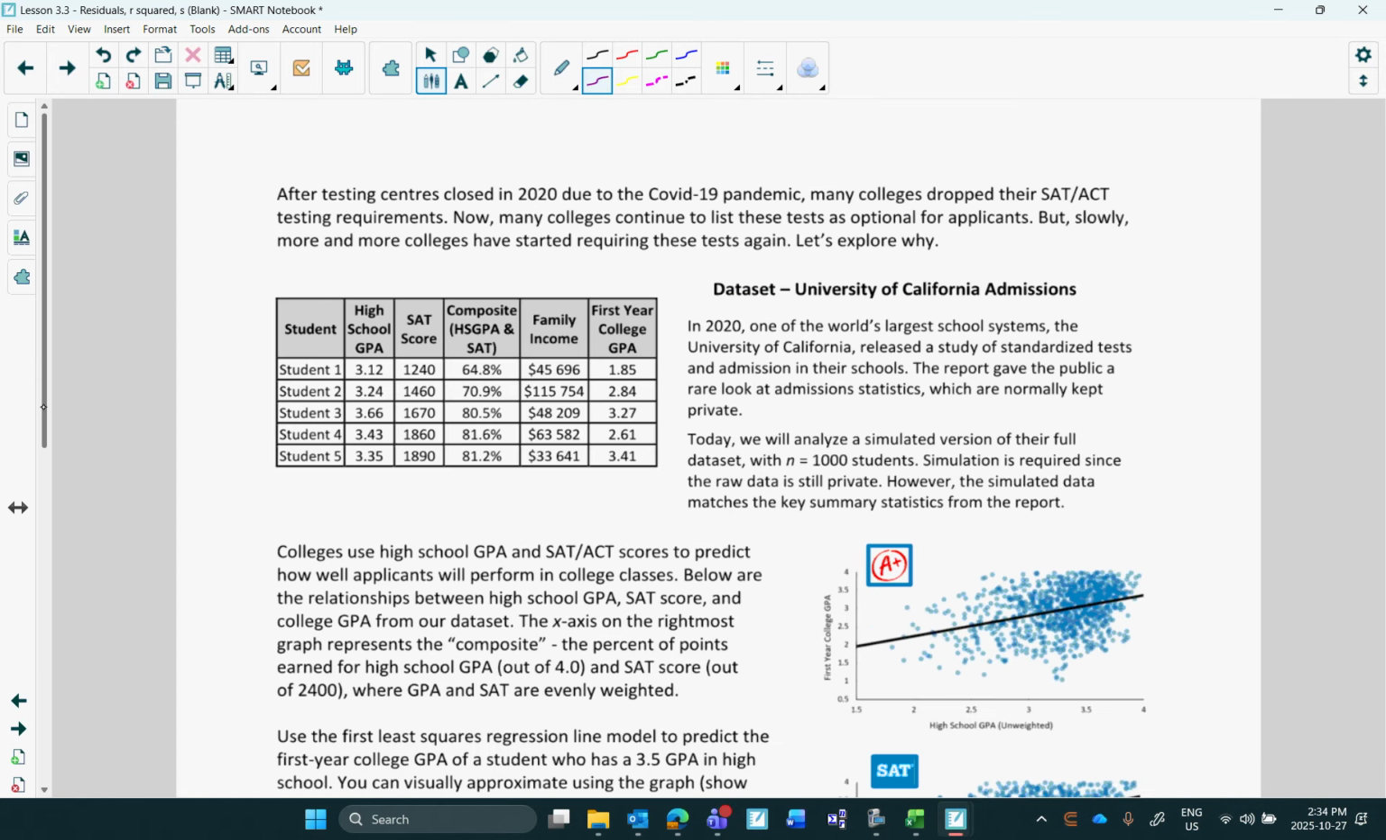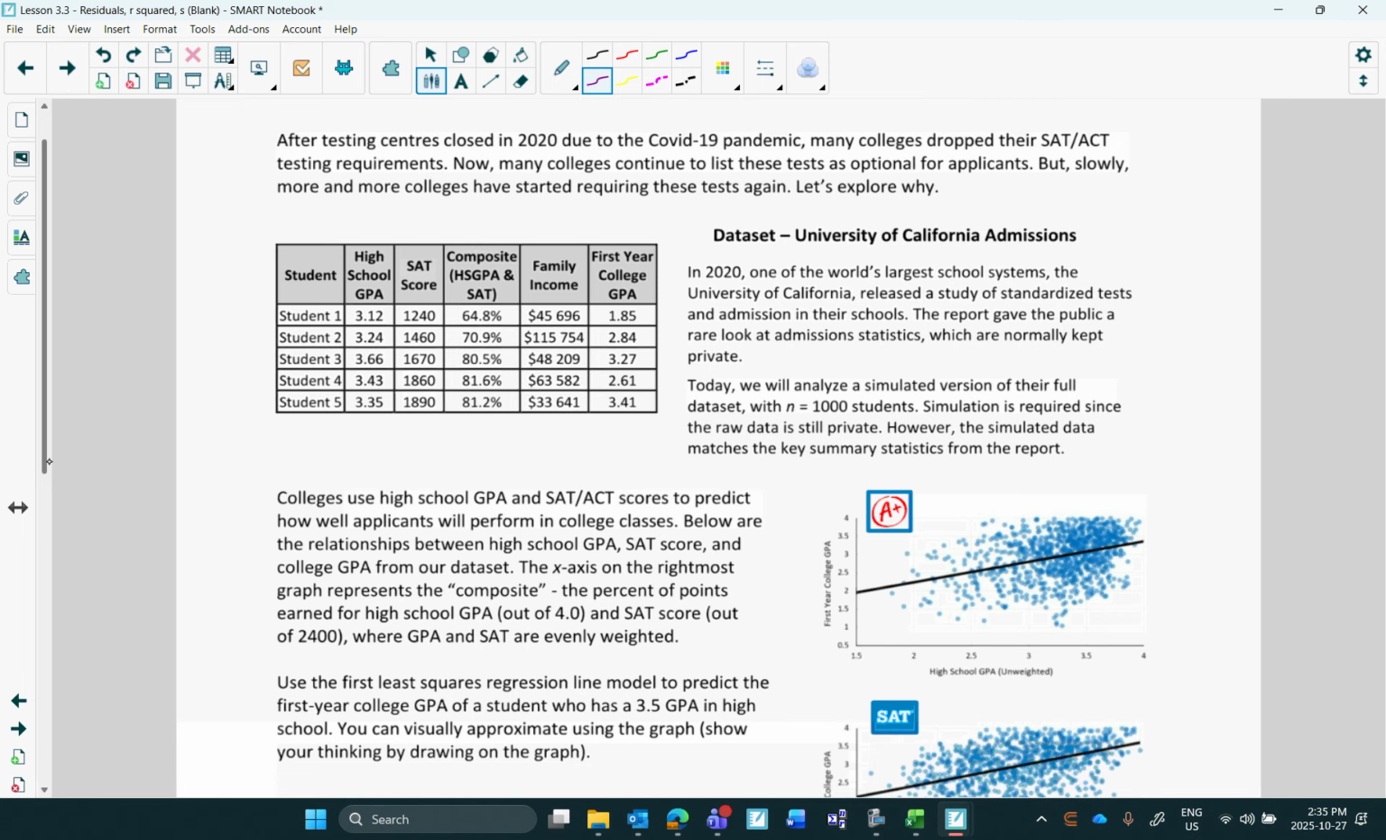The next thing we want to look at is, like I said, first of all, should we use a line or not? And second of all, how good is that? Now this looks a little messy and complicated, but here's what it comes down to.